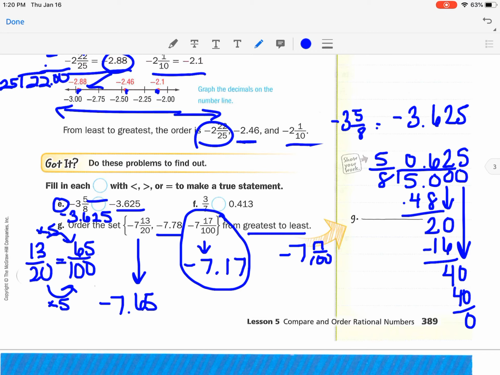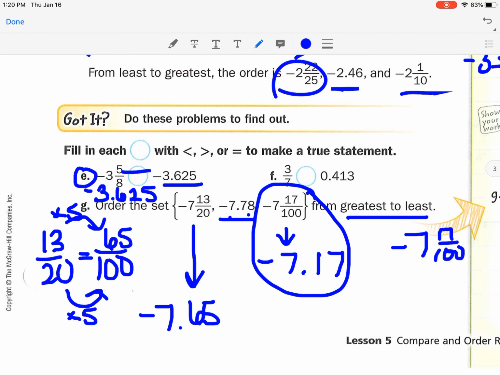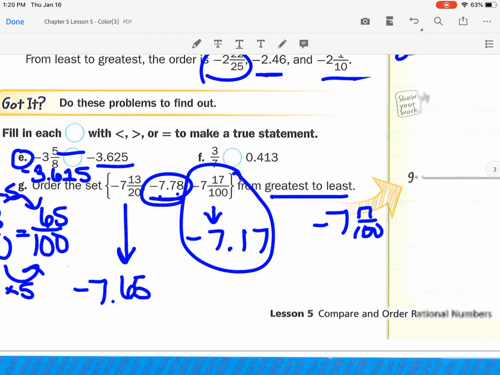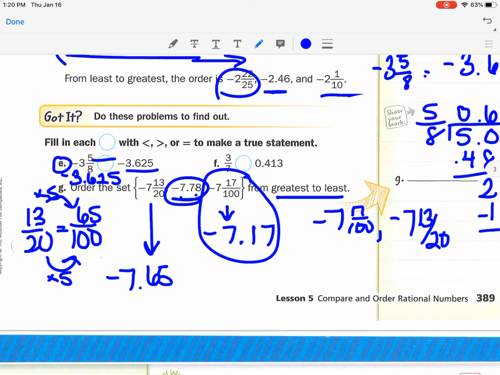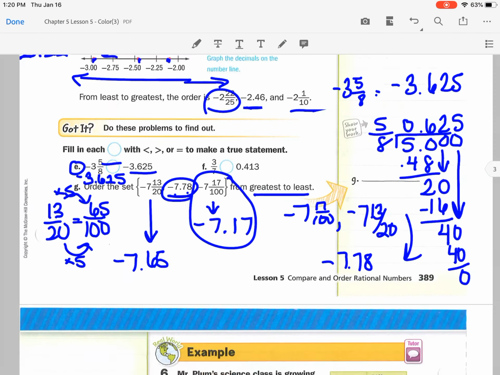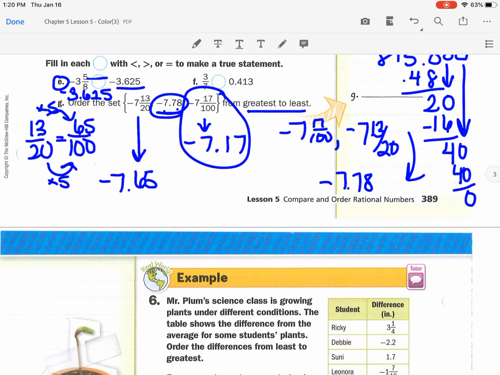And then the next one after that, right here I'm looking at negative 7 and 78 hundredths, and I'm comparing it with negative 7 and 76 hundredths, or 65 hundredths. Then my next one is going to be negative 7 and 13/20ths, and I'm running out of room. And then my last one is actually my decimal, which is negative 7 and 7/8. So a lot of work, but you just have to work through each problem separately.